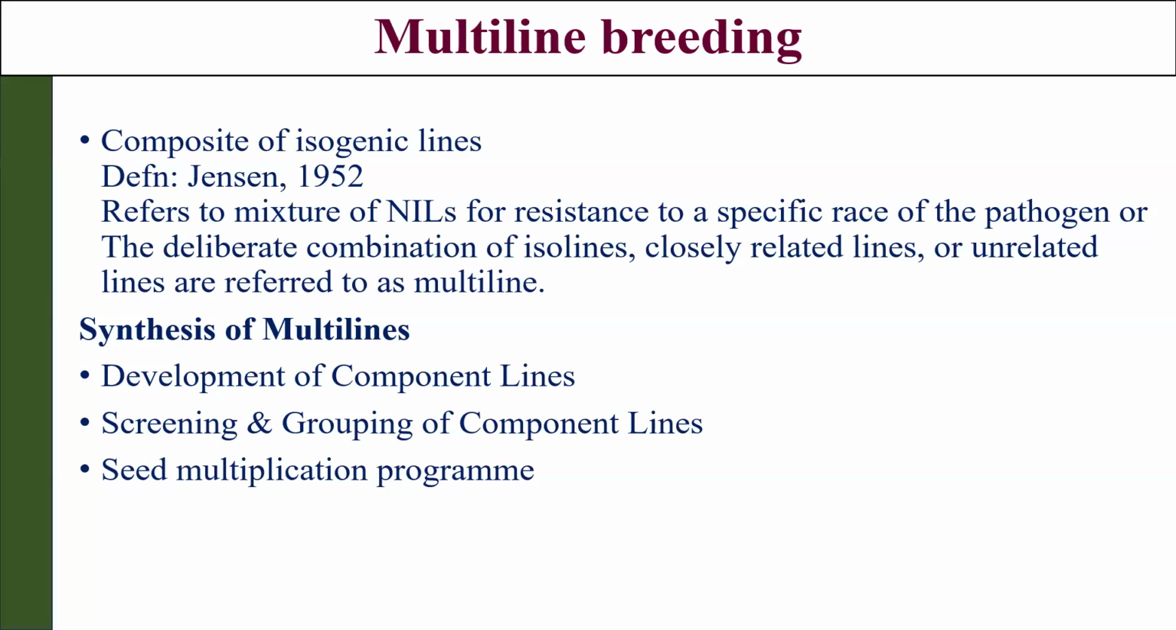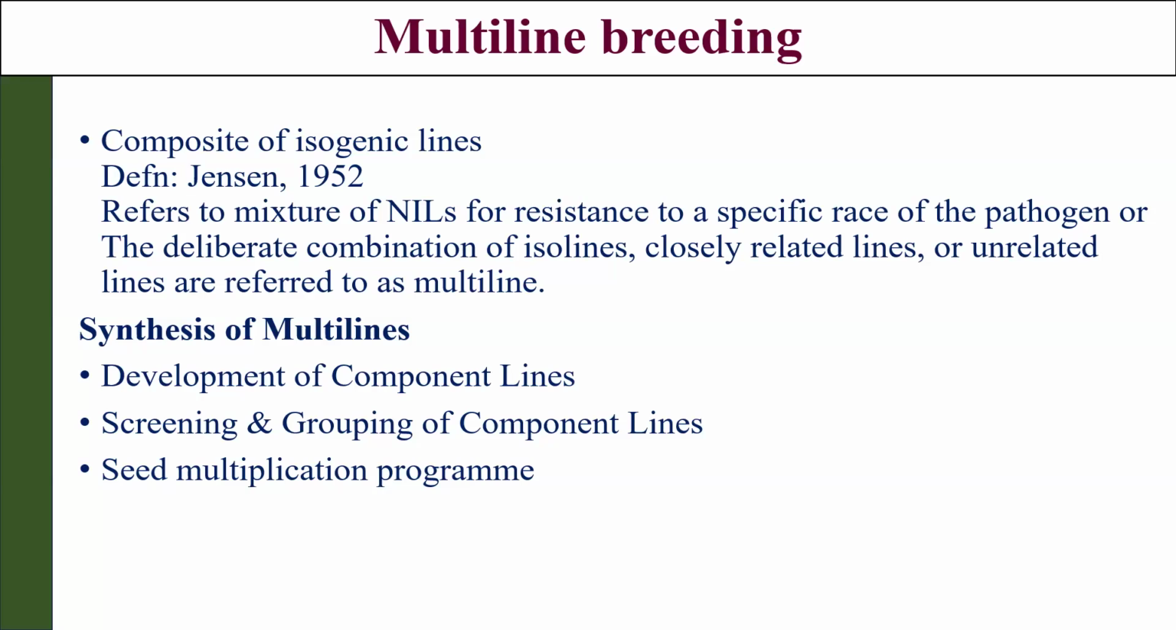So, multi-line breeding. The term was given by Jensen in 1952, and he defined it as a mixture of near isogenic lines resistant to a specific race of a pathogen, or a deliberate combination of isolines. It may be closely related lines, or it may consist of unrelated lines also. Entirely, we can pool them. It is called a multiline.